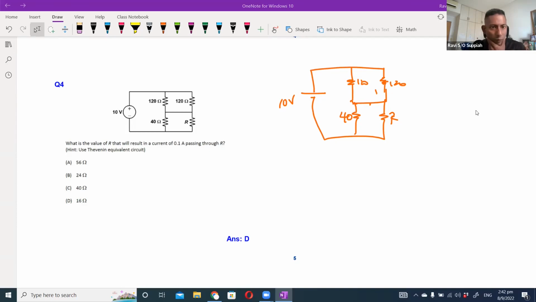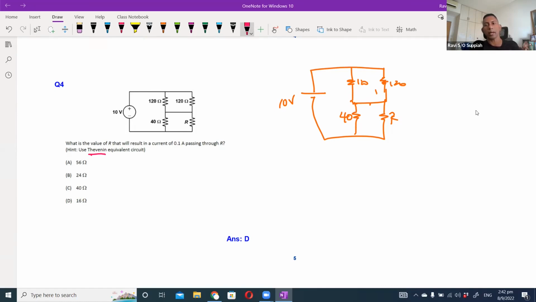What is the value of R that will result in a current of 0.1 ampere passing through R? Okay, so the hint given is you need to find the Thevenin's equivalent circuit. All right. So to find Thevenin's equivalent, basically you need to find VTH and RTH. So let's just simplify this first.